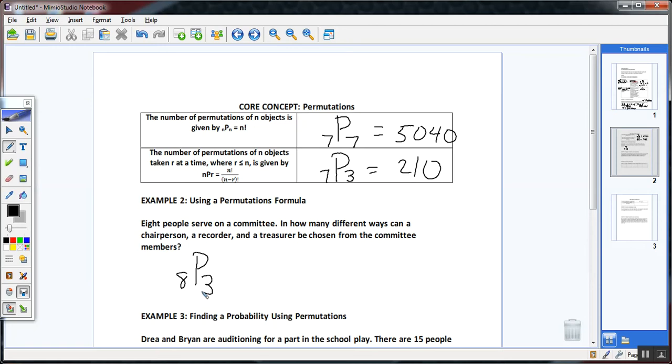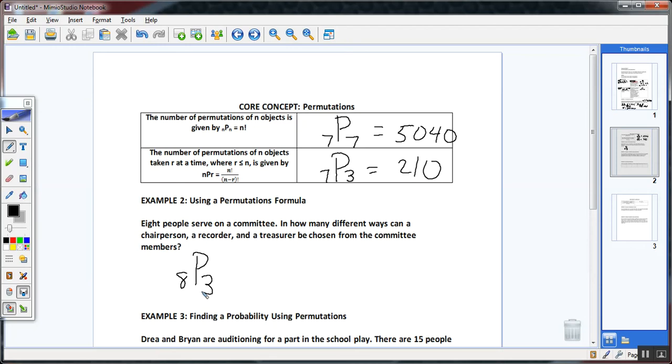What do you guys get when you do that? 336 ways, if there's 8 people sitting there. Now guys, why is this a permutation? Why does order matter? Because the first person chosen would be a chairperson, and that's very different than being in the second position, who is a recorder. Because there's different titles to those people.